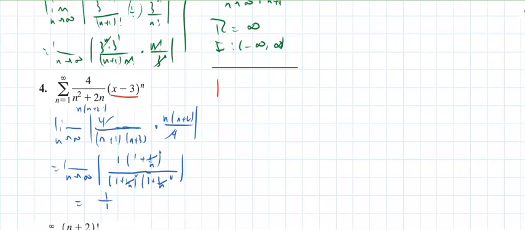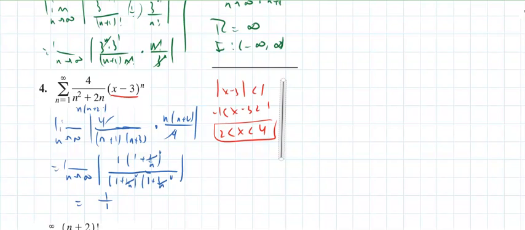Now, we have absolute value of x minus 3 being less than 1. That indicates that x minus 3 is between 1 and negative 1. So x is between 4 and 2. Well, we need to test the endpoints if you recall, because when it equals 1, it's inconclusive. So let x equal 2. We're looking at the series n equal 1 to infinity of 4 over n into n plus 2.